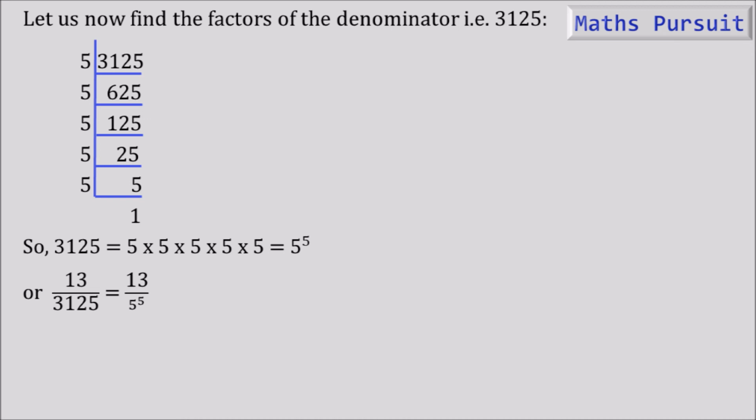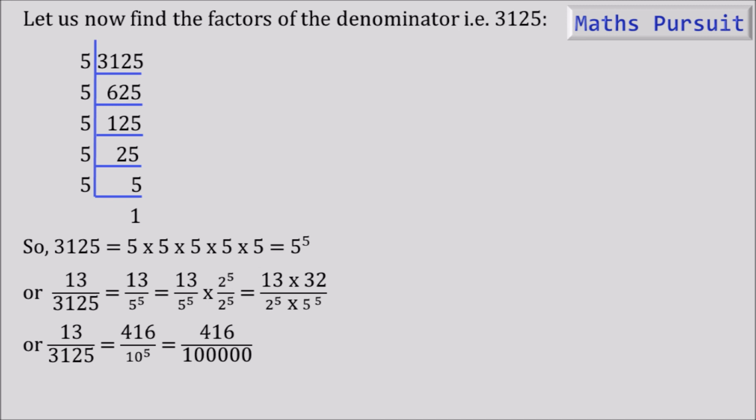After multiplying 2 to the power 5 in the numerator and 2 to the power 5 in the denominator, I am getting 13 into 32 by 2 to the power 5 into 5 to the power 5. 32 means 2 to the power 5. So our numerator became 13 into 32 by 2 to the power 5 into 5 to the power 5. Further solving this, I got 13 by 3125 is equal to 416 by 10 to the power 5. Now 10 to the power 5 is nothing but 1 lakh.